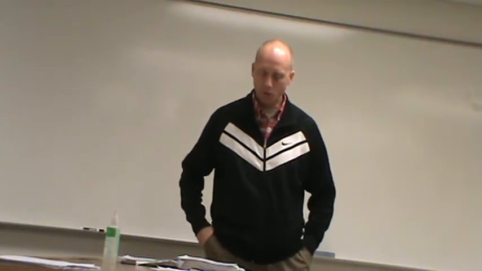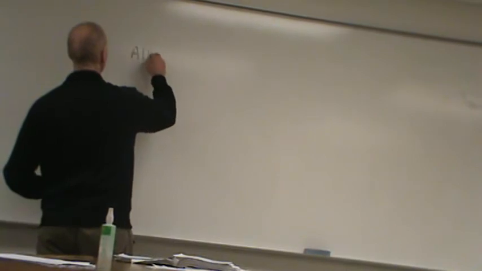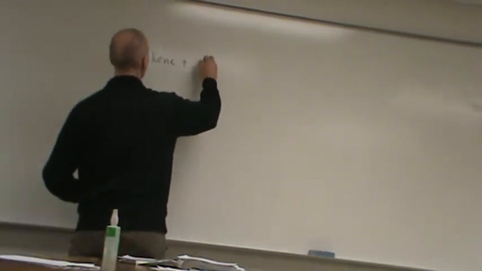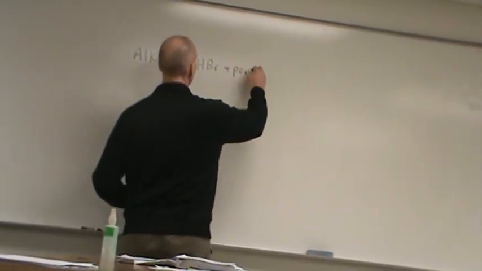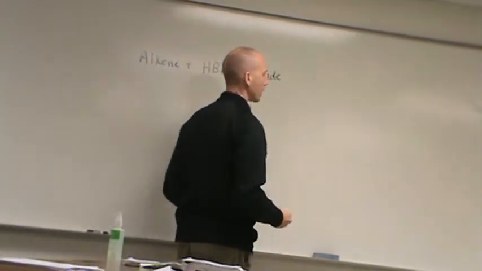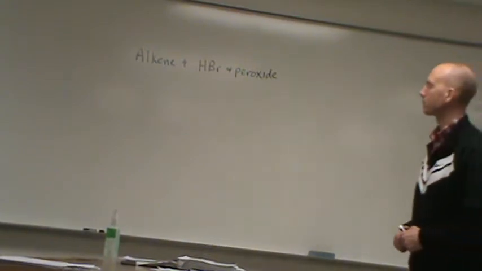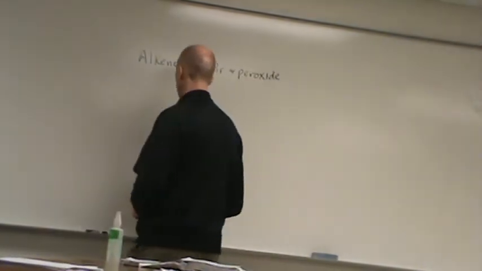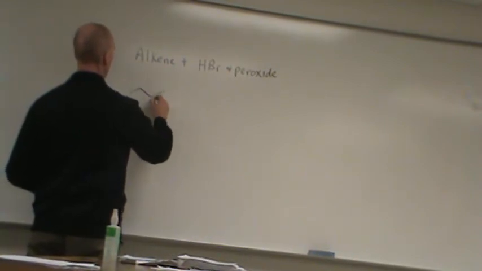So what we're going to do now is an alkene reaction with HBr and a peroxide. HBr and peroxide. Okay? So let's do an example of this. Let's take, for example, this alkene here.